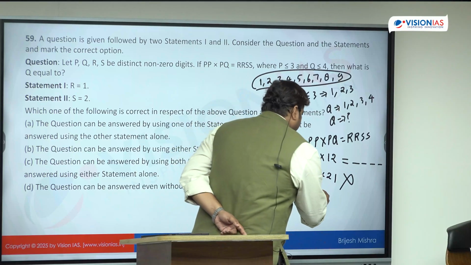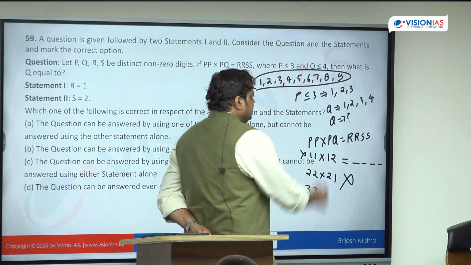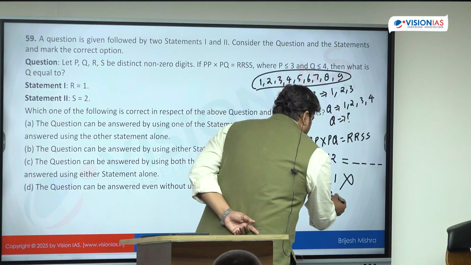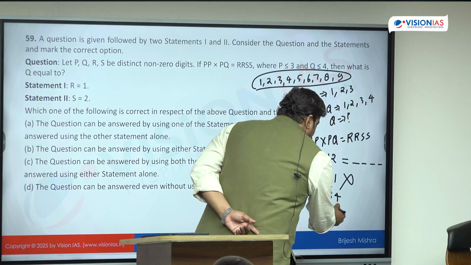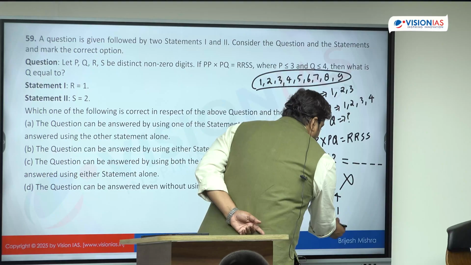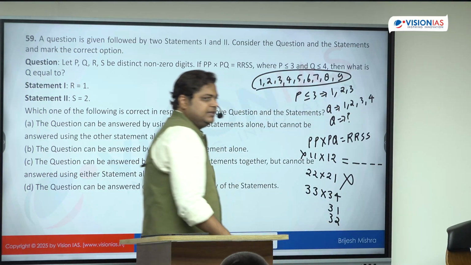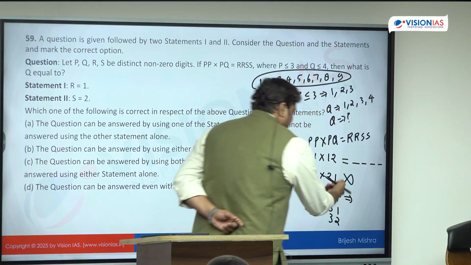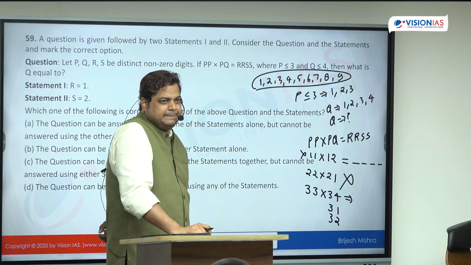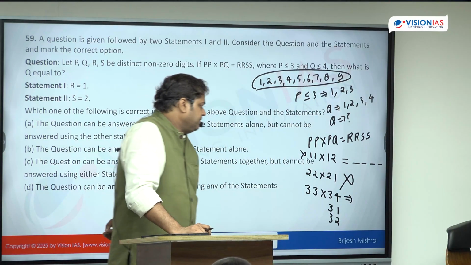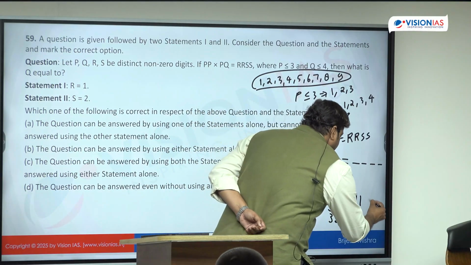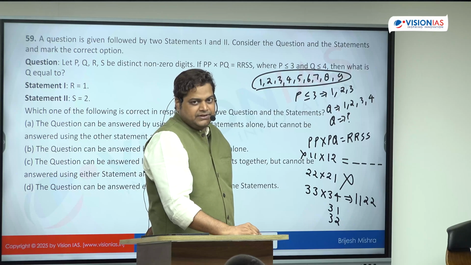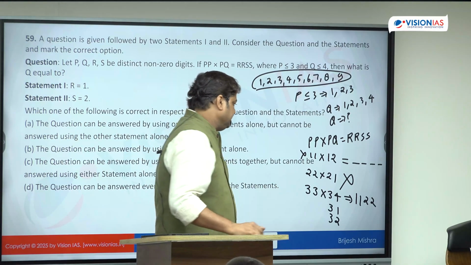So further we need to go for 3. P's value maximum is 3 only. So we can take 33 into 34, or if I take 31 or 32, then there can be a possibility. If we multiply, what are we getting? 33 into 34 is 1122. This is what we are getting. 33 into 34.